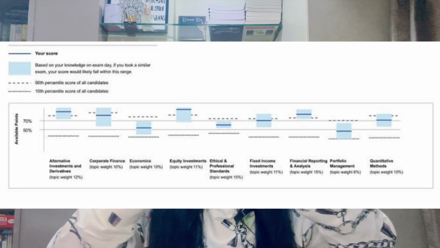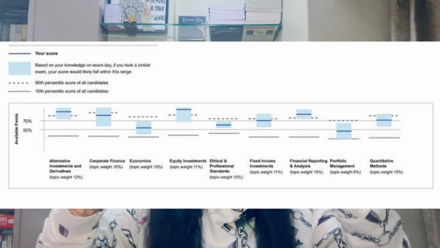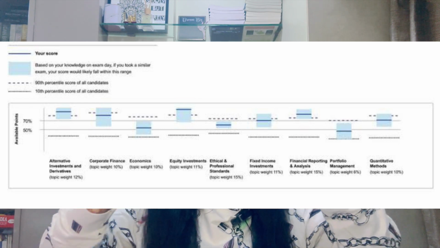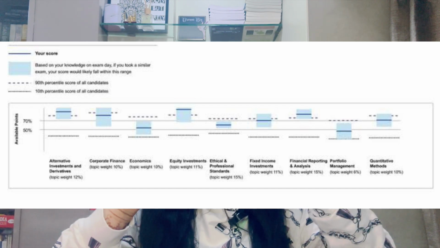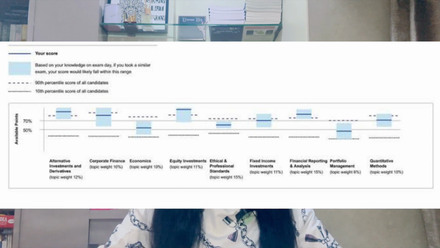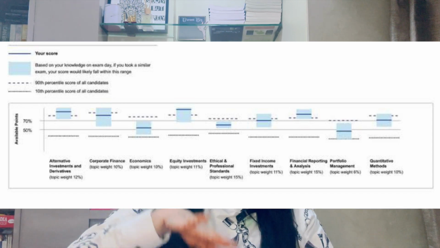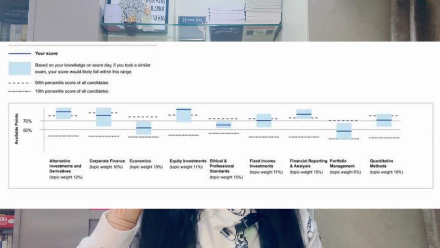inside that box. If that dark blue line is above the 70%, it means you got above 70% in the subject. If it is between 50 to 70, that means you've got that much. If it is below 10 percentile, that means you've got that much. If it is below 50%, it's got that much. Okay, so that's how you read the result.